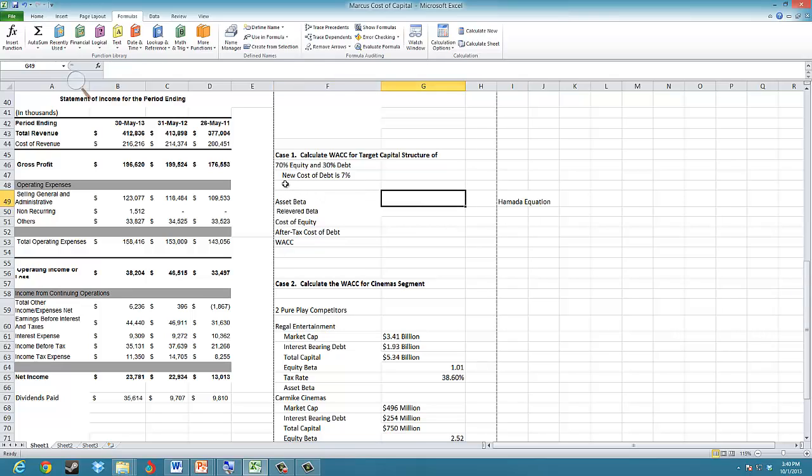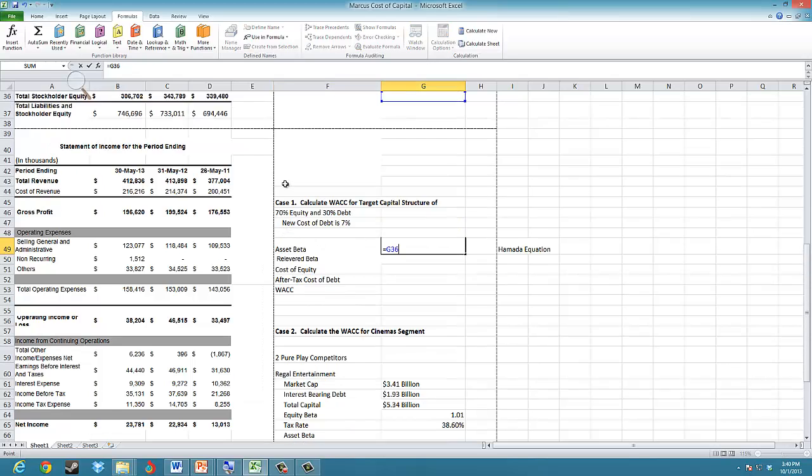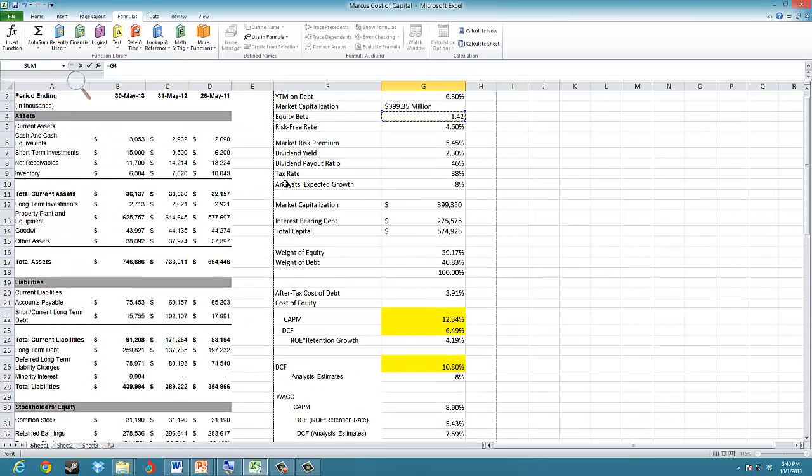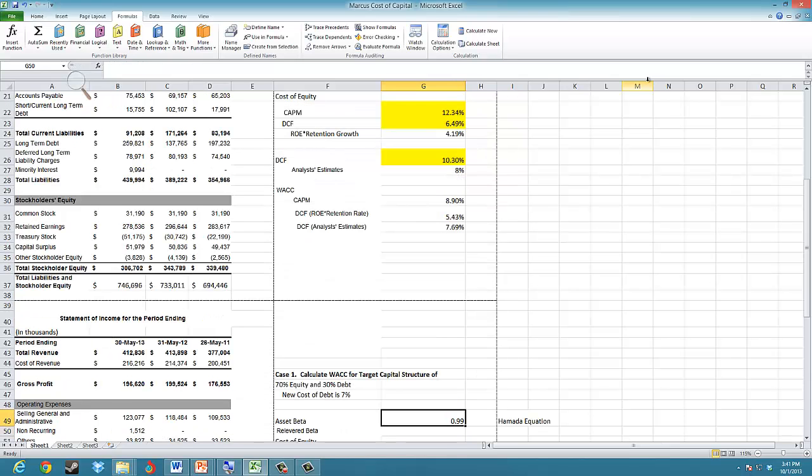And we say that we want to calculate an unlevered beta, or the asset beta, which would be equal to the equity beta of the firm as it stands, divided by 1 plus 1 minus the existing tax rate, multiplied by the amount of debt divided by the amount of equity in the capital structure, or the debt to equity ratio. And that gives us an asset beta of 0.99.